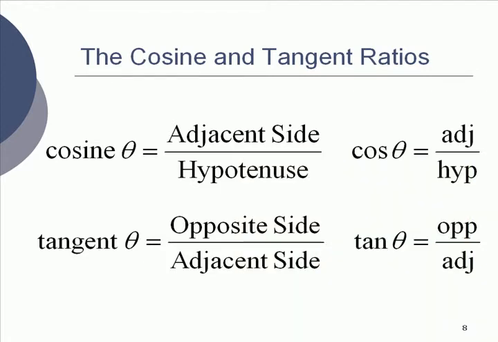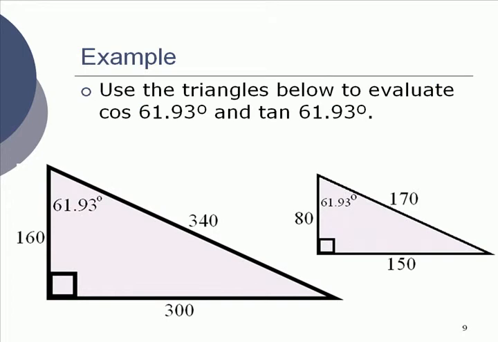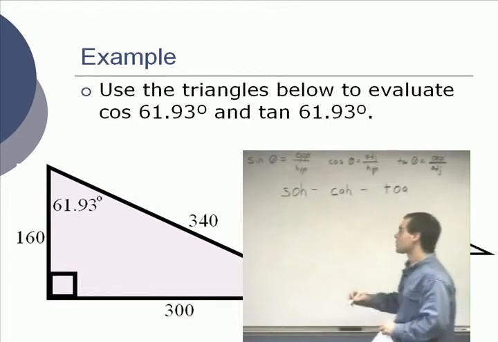We want to establish what the cosine and tangent ratios are for those same two triangles that we used just a minute ago. Again, 61.93 degrees. This time we'll just use one of the triangles. Let's use the larger one.